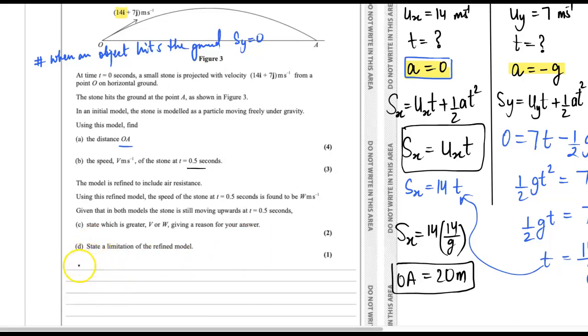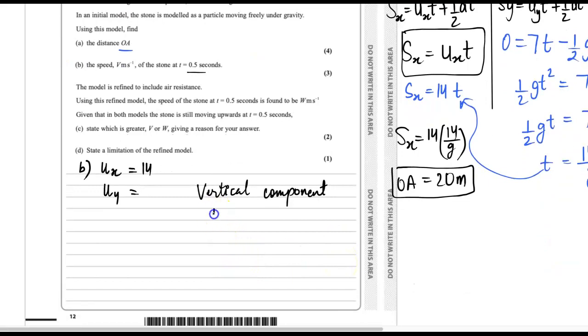So we know for the B part, as you have seen, your ux is going to be 14 meters per second only, but your uy will change, right? What can we use there? First, the Suvat first equation: v equals u plus at. What we are actually finding out is the vertical component.